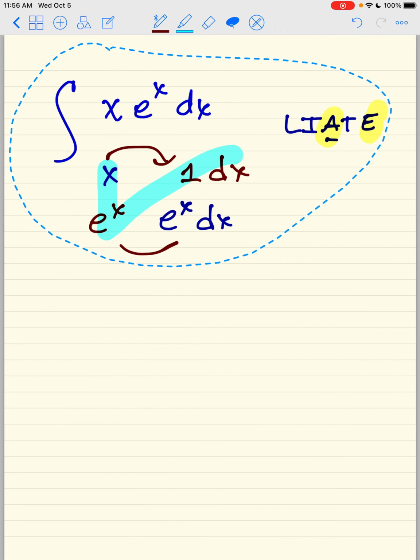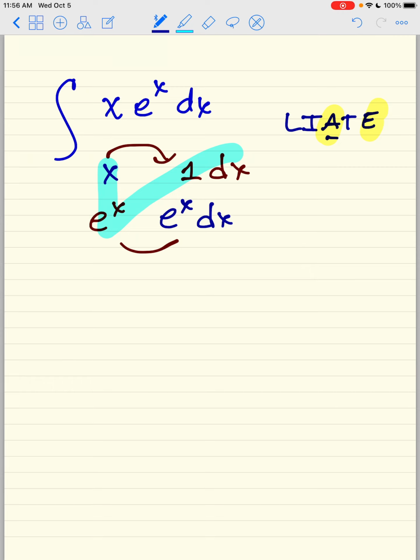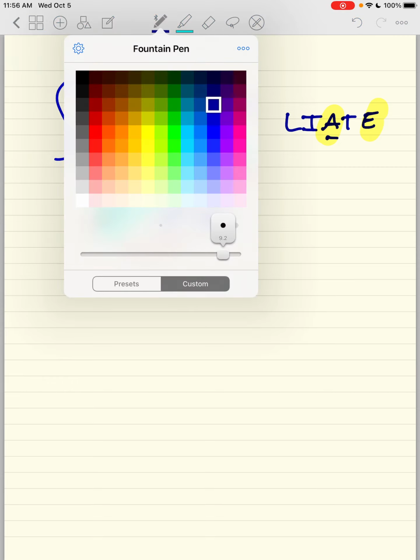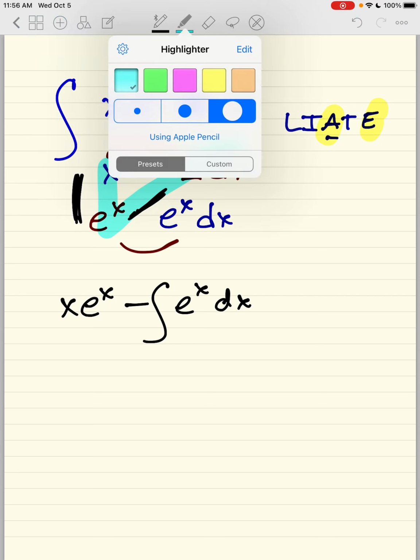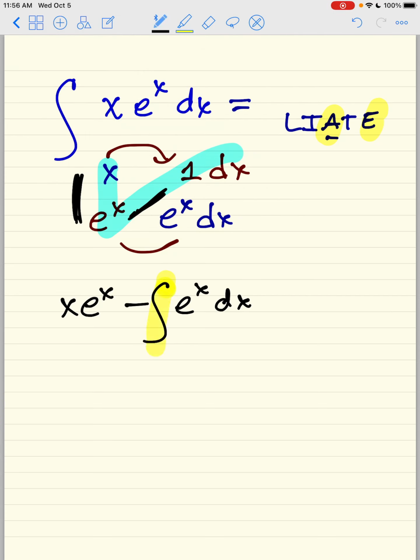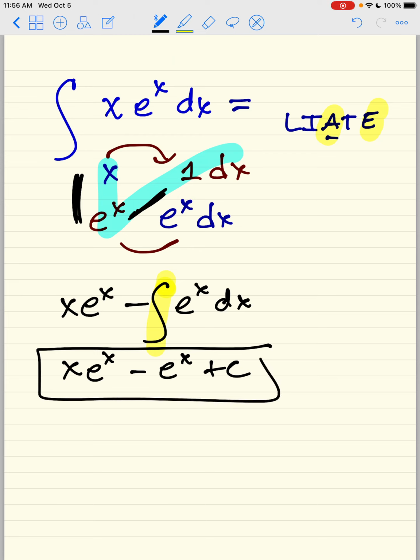So what I'm going to do here is I make this check, and so this is actually equal to the first part. Let me get a different color. Here, x times e to the x minus the integral of the next part. Notice we're not done because we still have an integral. So do we know what the integral of e to the x is? It's just e to the x. So this is our final answer.